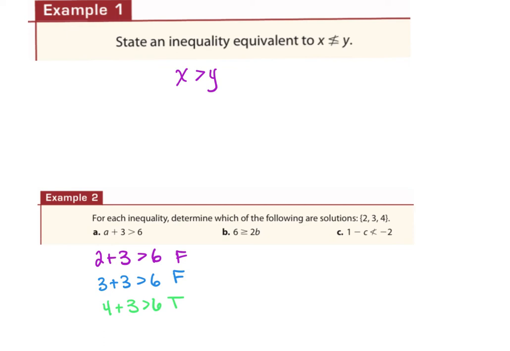Look at the next one. 6 is greater than or equal to 2 times 2. Yes, that is true. 6 is greater than or equal to 2 times 3. That is also true because we have that or equal to. 6 is greater than or equal to 2 times 4. That is false. And so you could have multiple answers here. So you will have a set of numbers as your answer.